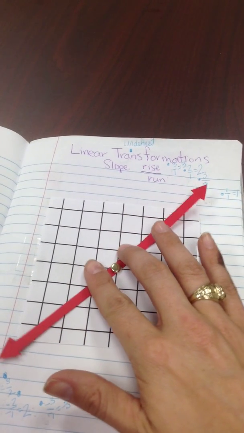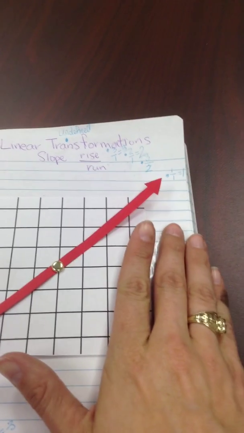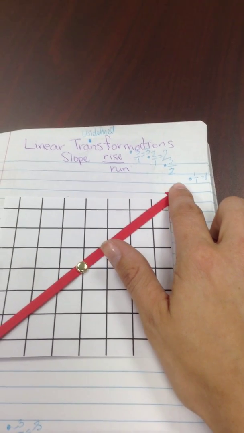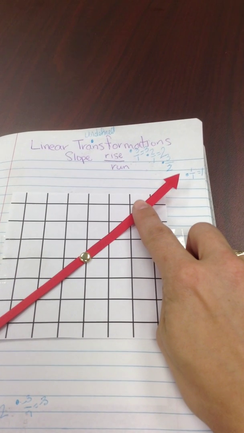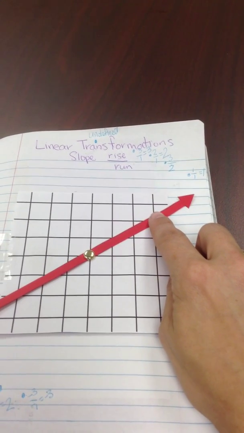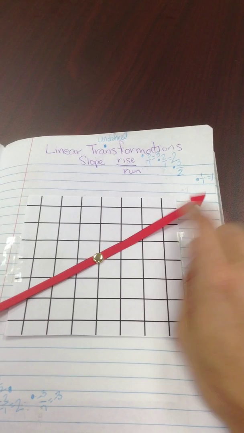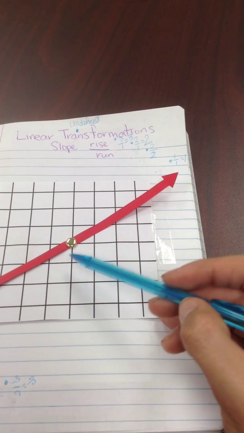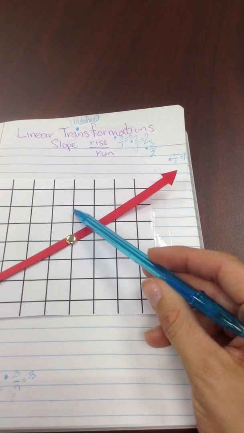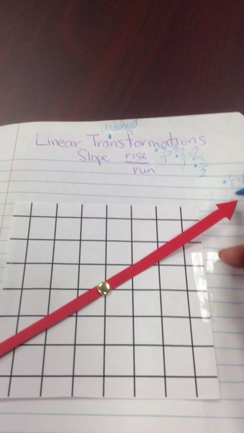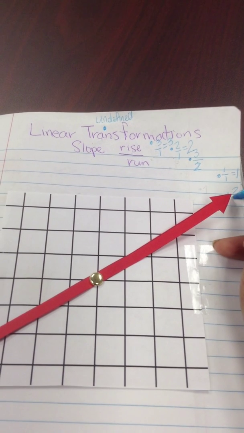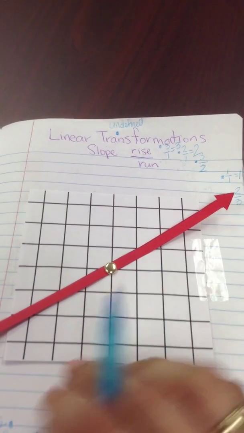All right, let's see what happens if our line gets flatter. So we have our line that had a slope of 1. We rise 1 and run 1. If we flatten it out a little bit, okay, here's a new point. We would rise 2 and run 3. We went up 2, so that's a positive 2, and we ran to the right 3. Going to the right is positive.